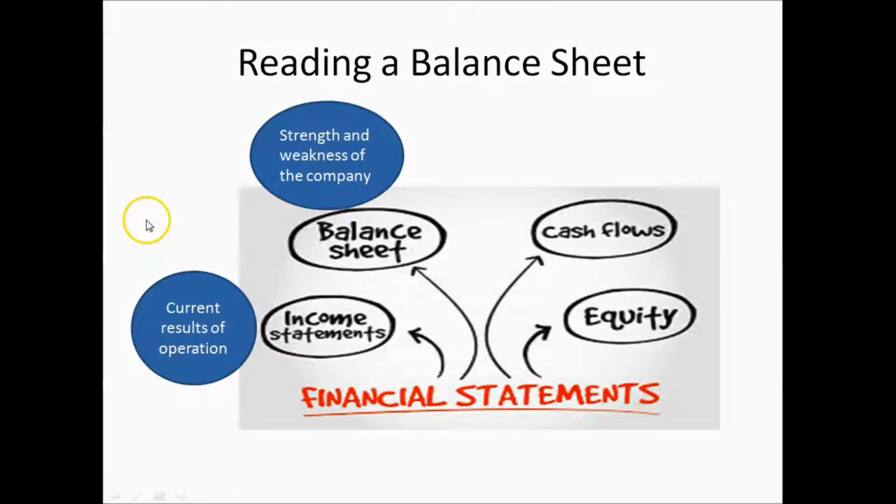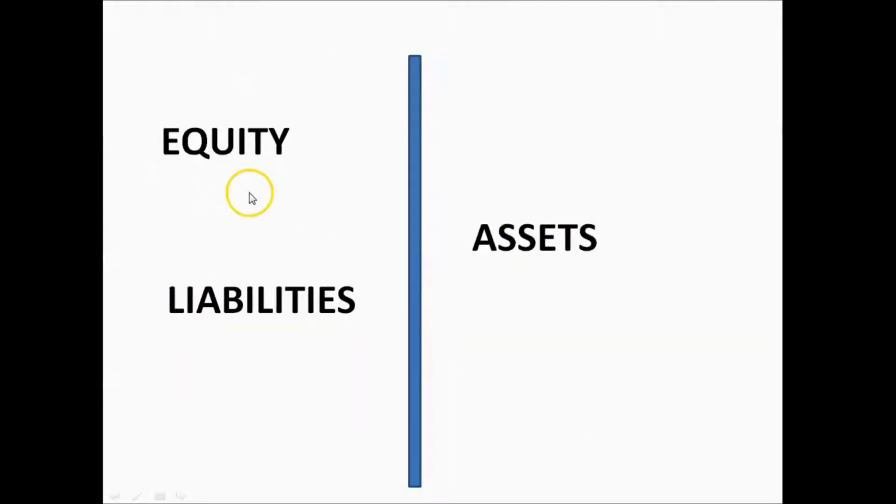Going about reading a balance sheet. The financial statements consist of the balance sheet, income statement, cash flow, and equity. Now, the income statement includes the profit and loss that the company has made in the current year. Whereas the balance sheet talks about the strength and weakness of the company. The balance sheet includes assets, equity, liabilities.